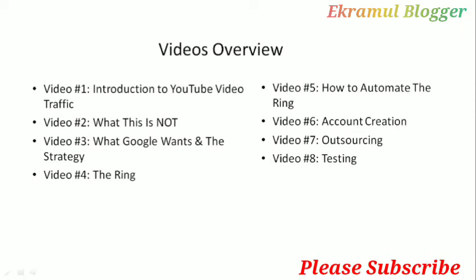Video number 3, we'll talk about what Google wants and the strategy. Then of course we'll dive into the strategy in video number 4, which is the ring. And we'll talk about how to automate the ring in video number 5. Video number 6, we'll talk about how to create accounts so that they don't get banned and they last long term. And video number 7, we'll talk about outsourcing, because yes, it definitely is a tedious process, but once it's set up, it can really help you rank really well.